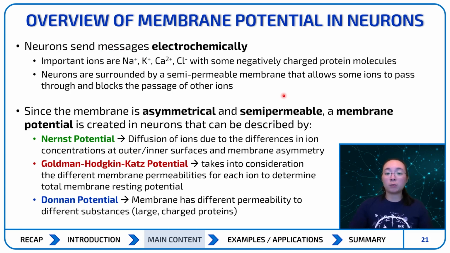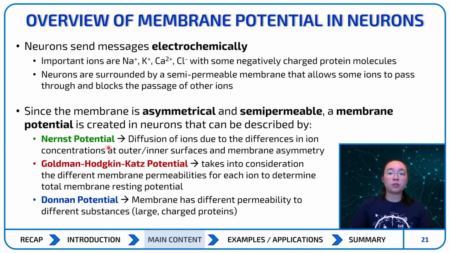Since the membrane, as we know from our lipid membrane chapter, is asymmetrical and semi-permeable, that in and of itself creates a membrane potential. And it can be described by several different types of potentials that we need to know about. These three potentials will be covered in the next few slides. It's very important to know what they mean and how they play a role in calculating membrane potential.